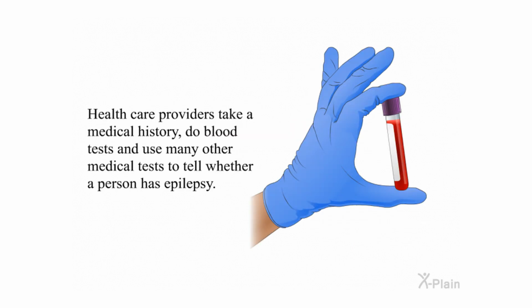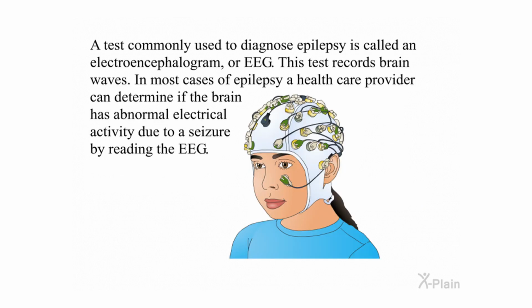Diagnosis. Healthcare providers take a medical history, do blood tests, and use many other medical tests to tell whether a person has epilepsy. A test commonly used to diagnose epilepsy is called an electroencephalogram, or EEG. This test records brain waves. In most cases of epilepsy, a healthcare provider can determine if the brain has abnormal electrical activity due to a seizure by reading the EEG.